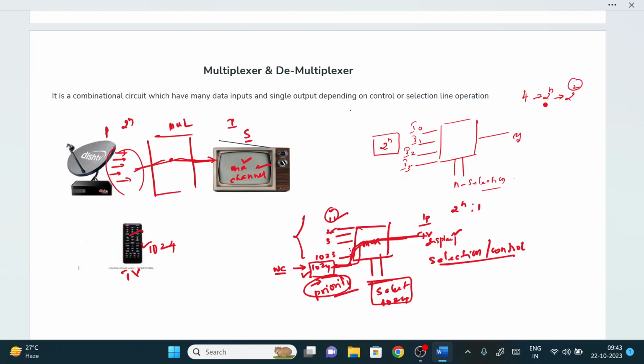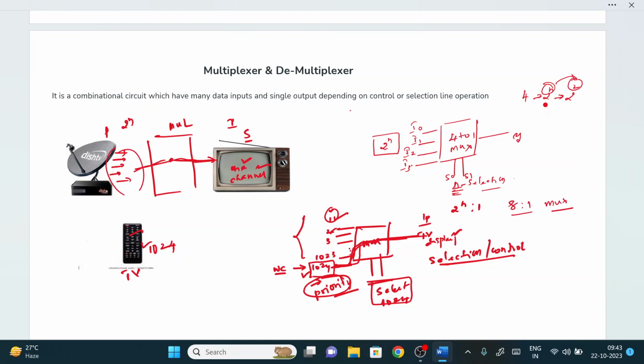where n is nothing but the number of selection lines. So 2 power 2 means 2 is the number of selection lines. How many selection lines are required? S0, S1, so 2 selection lines are required. This is nothing but a 4 to 1 multiplexer. Now, for example, if you have 8 inputs, then we have an 8 to 1 multiplexer.